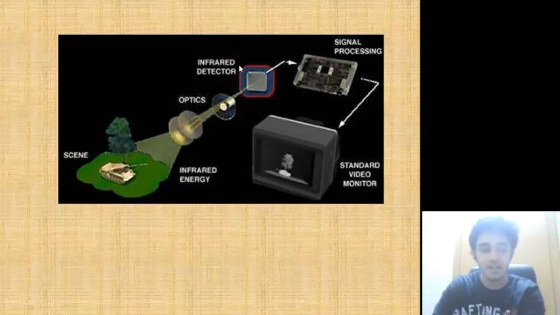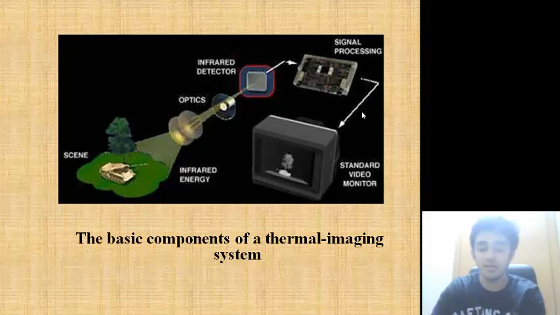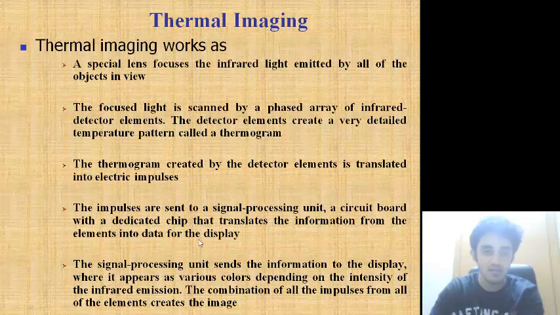The infrared detector converts all these photons into a detailed temperature pattern called a thermogram. The thermogram is the output of the infrared detector. The thermogram is then converted into electrical impulses. These electrical impulses are the input to the signal processing device. The signal processing device has a dedicated chip that converts all these impulses into data for the display.